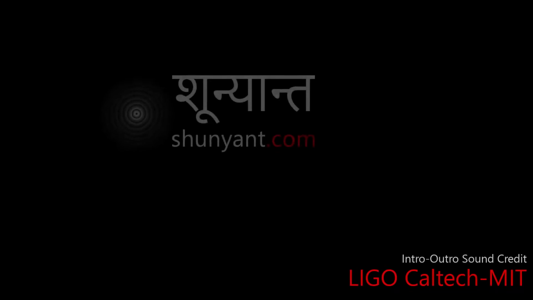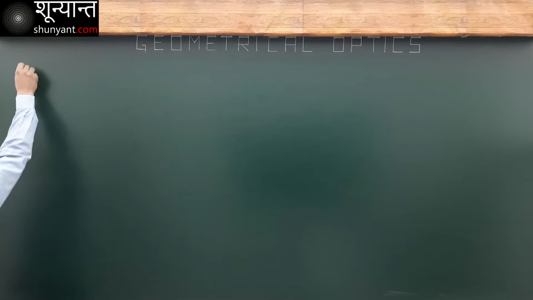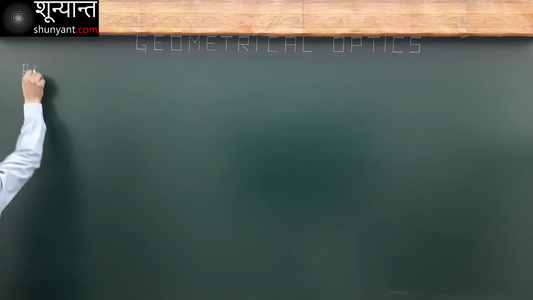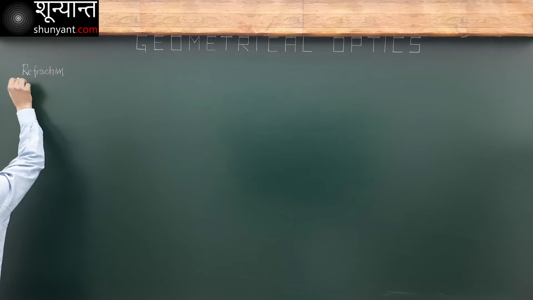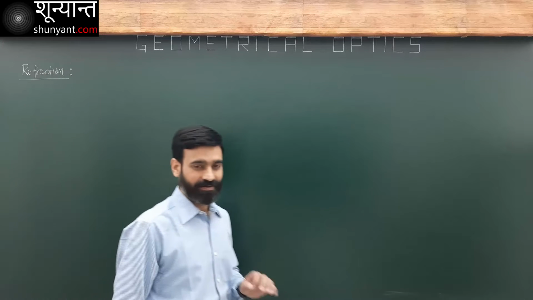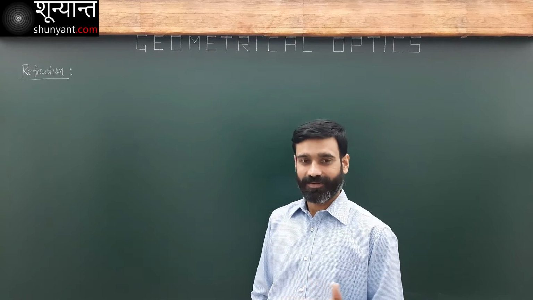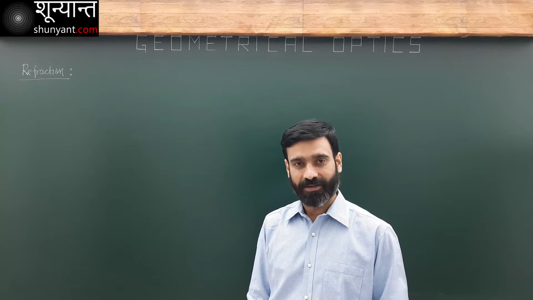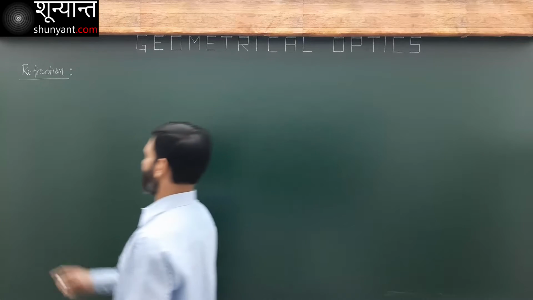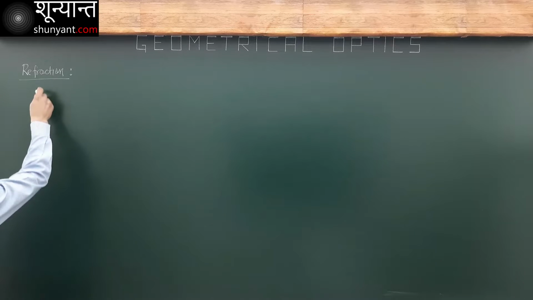We are going to start a new optical phenomenon, that is refraction. In the first lecture itself, we discussed this phenomenon, reflection and refraction. Both happen simultaneously, together. How does it happen?